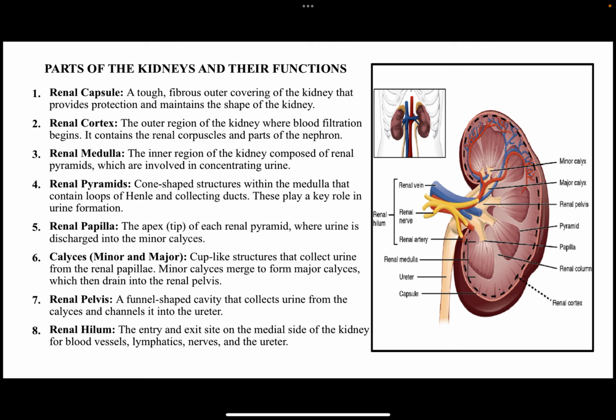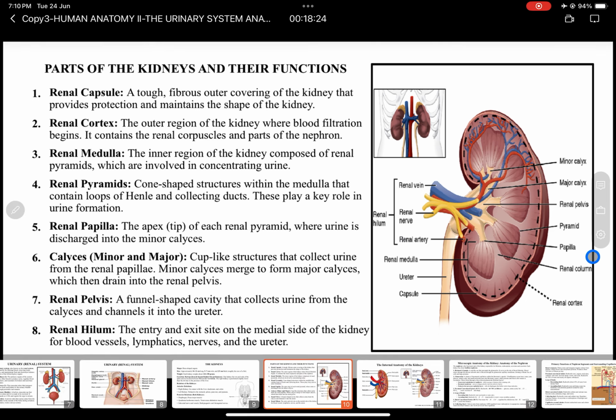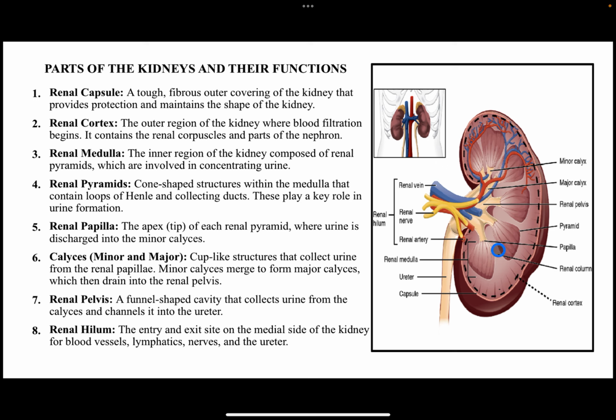Then the renal medulla. The renal medulla is basically the space within the kidney. When we say renal medulla, we are looking at the inner region of the kidney. It's like the room of the kidney. Within the medulla, that is where we have the renal pyramids, the cone-shaped structures within the medulla. We also have some of the nephrons within the renal pyramid.